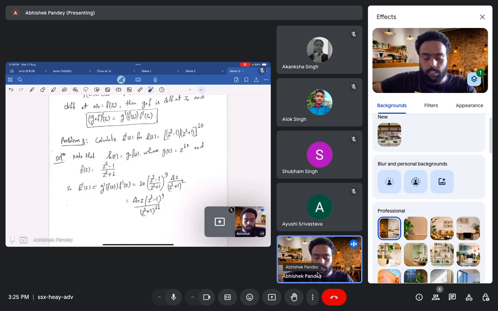Now h dash z is nothing but g dash of f of z, by the chain rule, into f dash z. Now this is just a calculation.